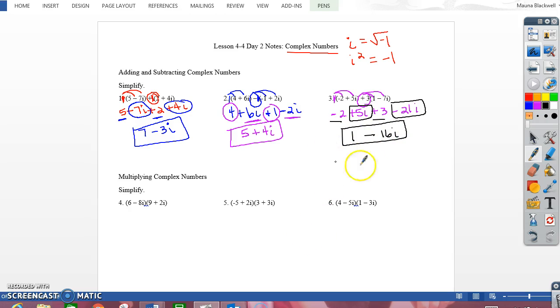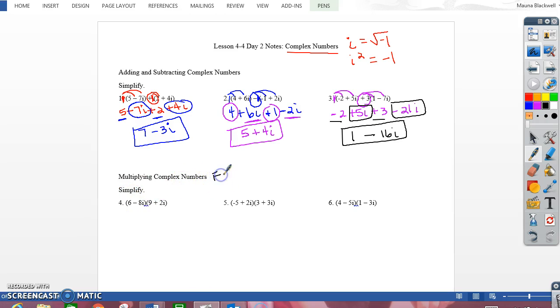Okay, so that's adding and subtracting. So basically, notice that there was a plus or a minus in between our sets of parentheses, and we had to distribute whatever was in front of the parentheses. Now, down here it says multiplying complex numbers, and notice the directions still say simplify. But when I look at this, I see no adding and subtracting in between. So this is 6 minus 8i times 9 plus 2i. So this is when we can do FOIL, first, outer, inner, last.